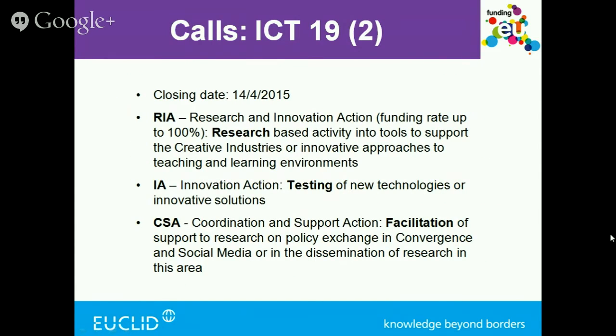Okay. Closing date 14th of April, not far. You can get money for an RIA and for an IA and for a CSA. Okay, so you get money for any of those in ICT 19, closing date 14th of April.